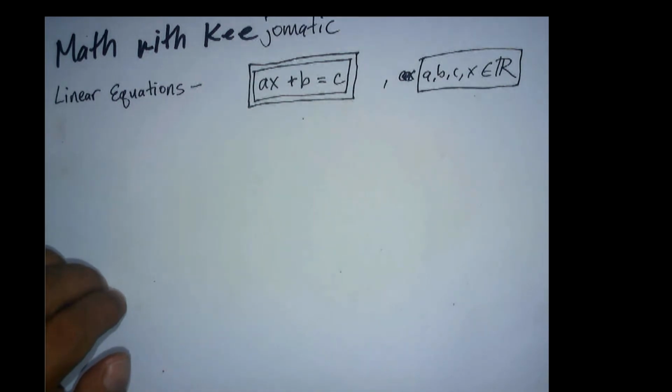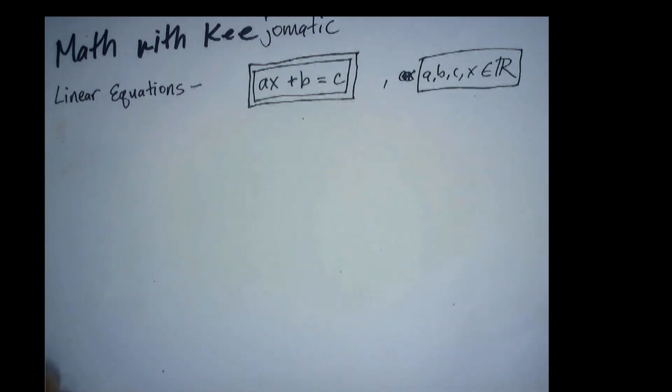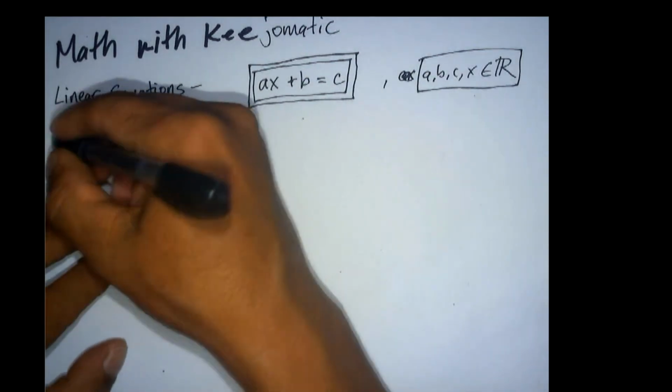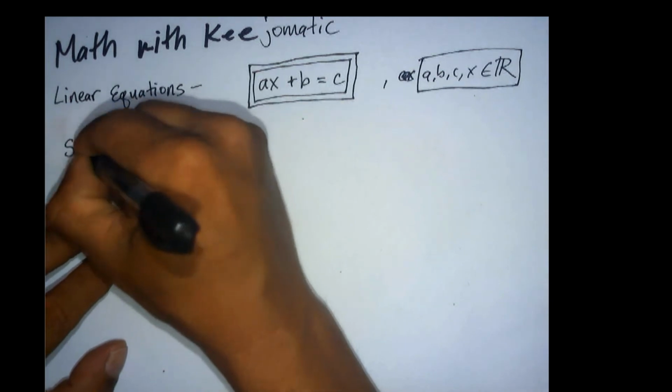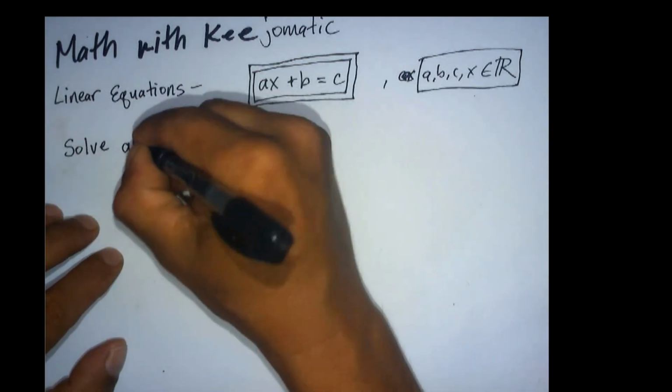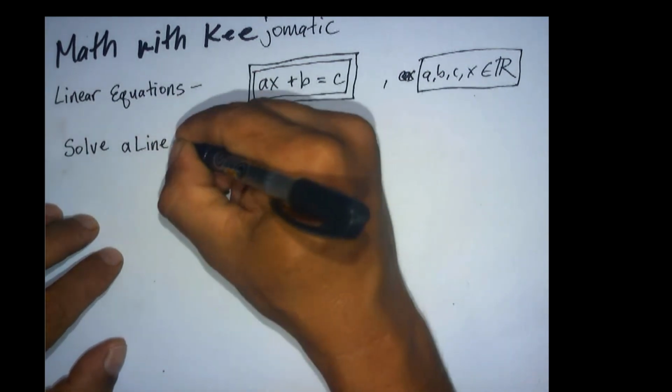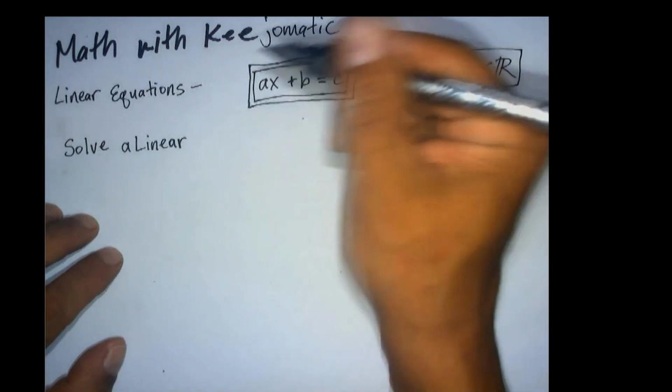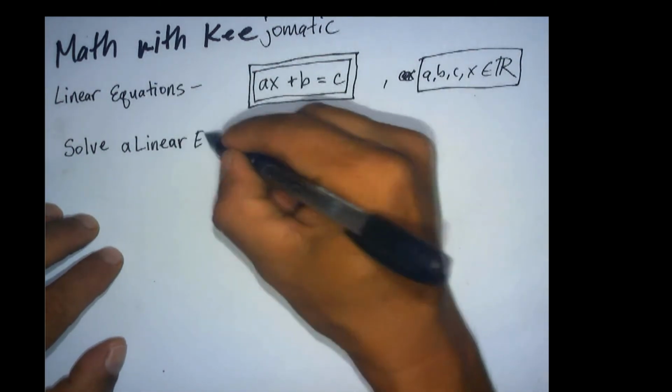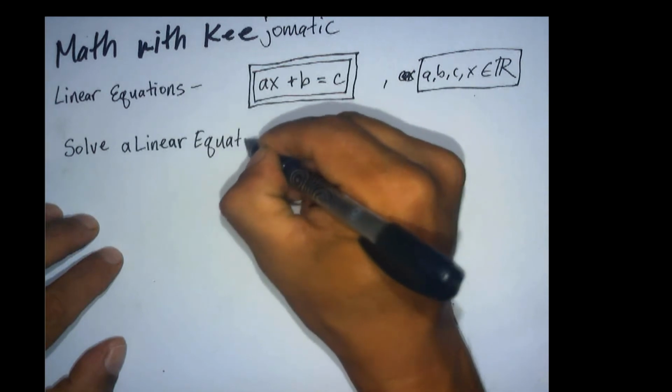So here's our general step-by-step procedure for solving these equations. So solving a linear. What word sticks out in linear? Line. These graphs are lines.